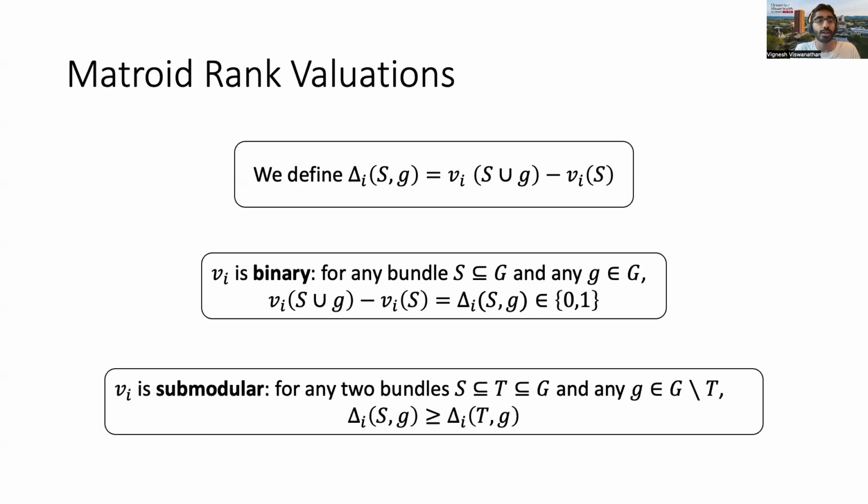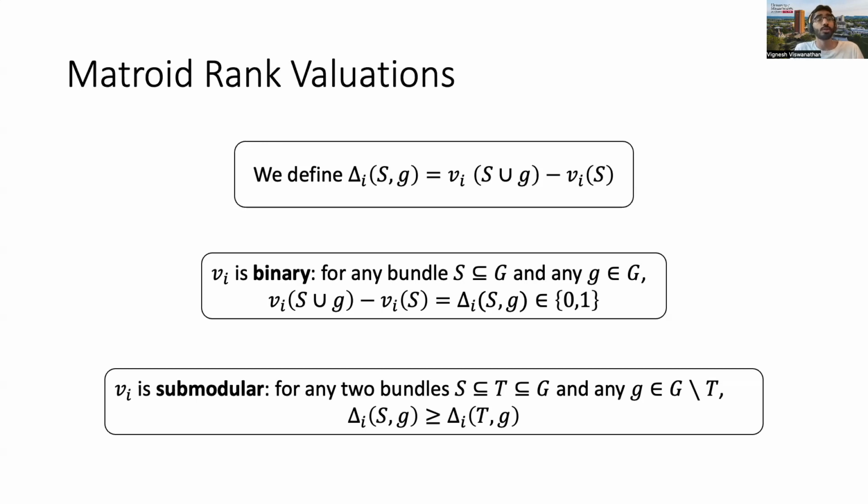The second is that each agent's valuation function is submodular. That is, it provides decreasing marginal returns to scale. The exact definition says that if I were to take two sets, one which is a subset of another, and add the same good to both these sets, the marginal gain from adding the good to the smaller set must be at least as much as the marginal gain of adding the good to the larger set. This is a very commonly used property in a lot of the economics literature.